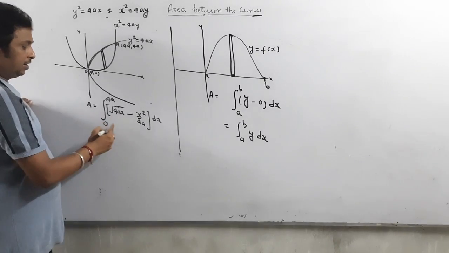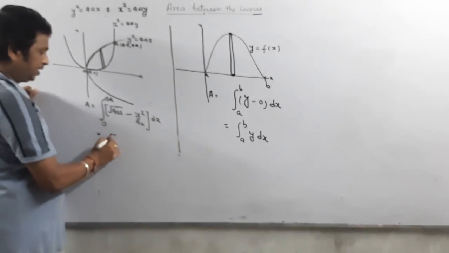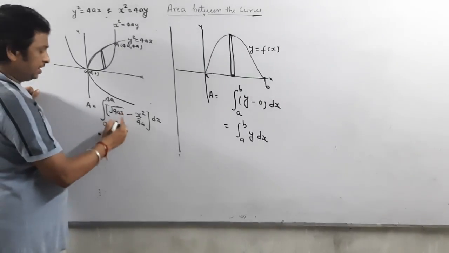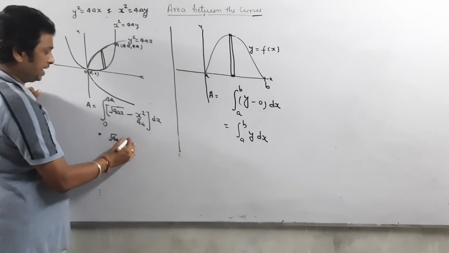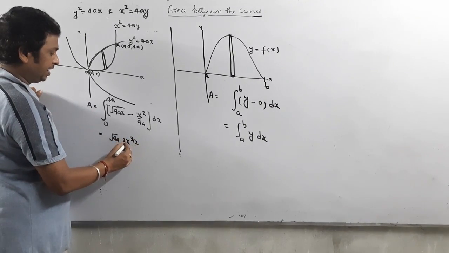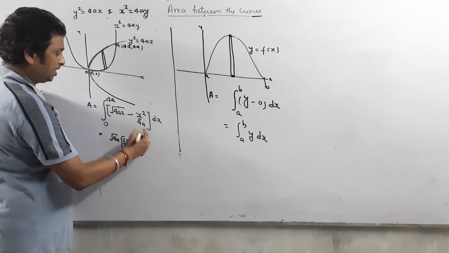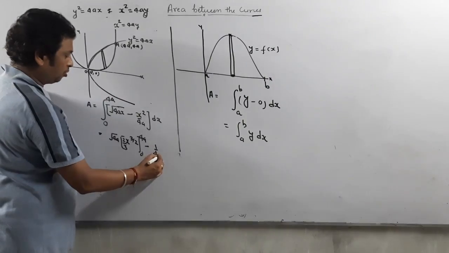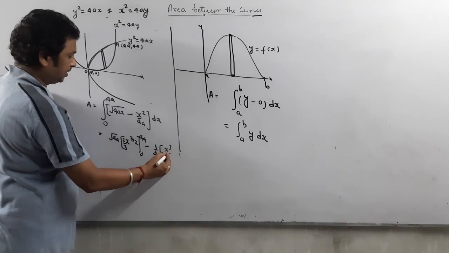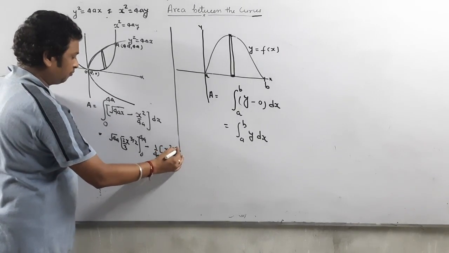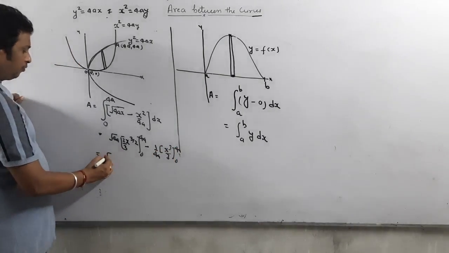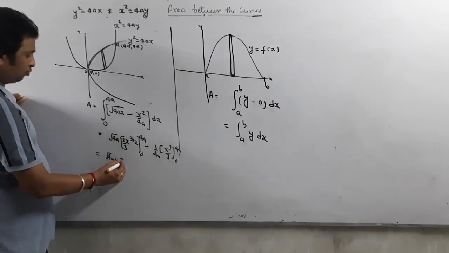Now integrate. So root 4a, root x integration is x to the power 3 by 2 multiplied by 2 by 3. What is the limit? 0 to 4a. Minus, 1 by 4a common, x cube by 3. Limit 0 to 4a. Simplify: root 4a into 2 by 3.